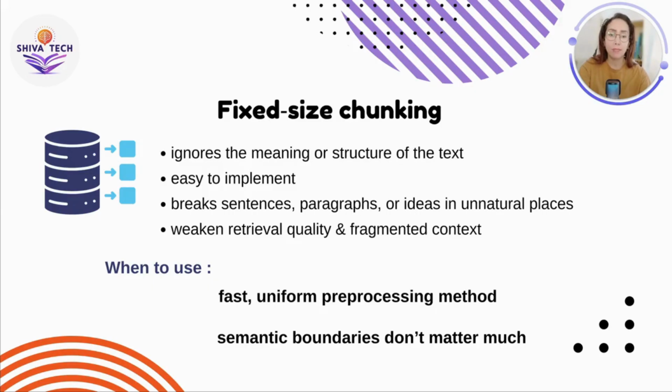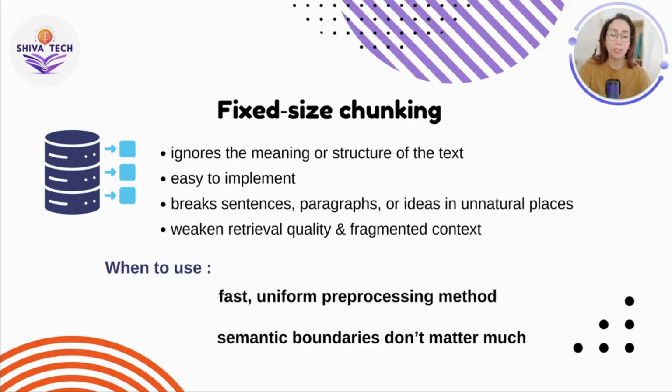The first one is fixed size chunking. In fixed chunking, it literally splits the document into equal sizes. Because of these equal sizes, it doesn't consider the meaning or structure of the text itself. It's quite simple and easy to implement. Based on the number of characters or the number of tokens, you can just split the text. It breaks sentences, paragraphs, and ideas in quite unnatural places, and that's why you would have weakened retrieval quality and fragmented context between different chunks.